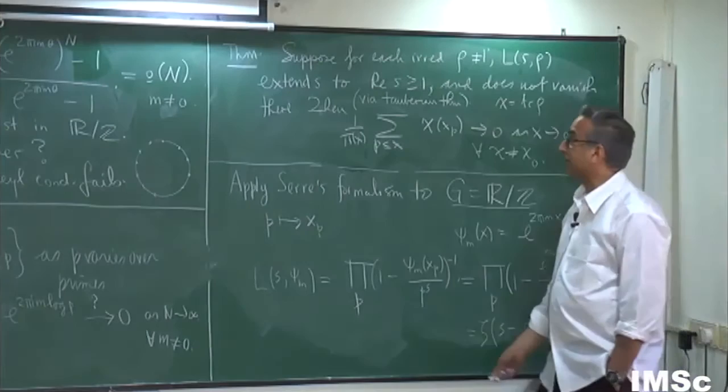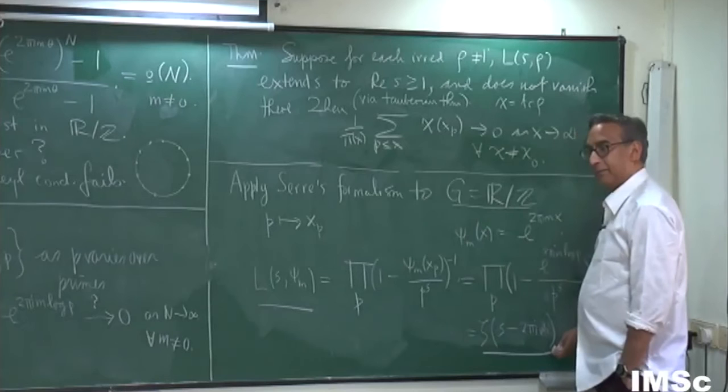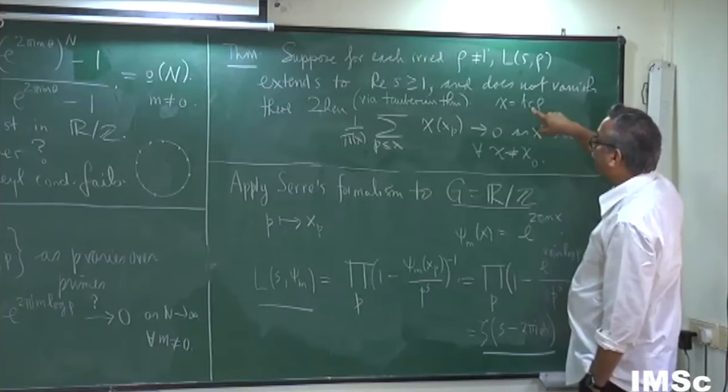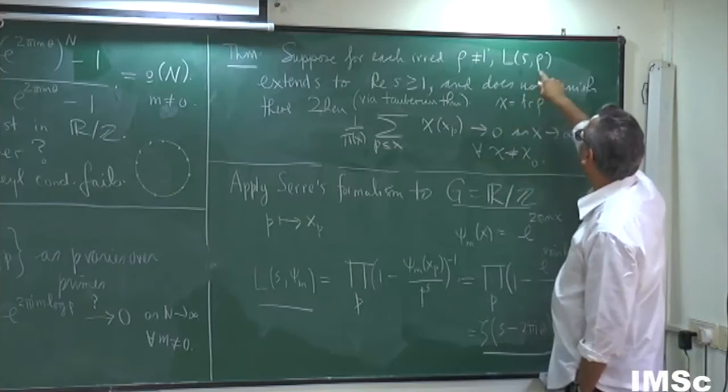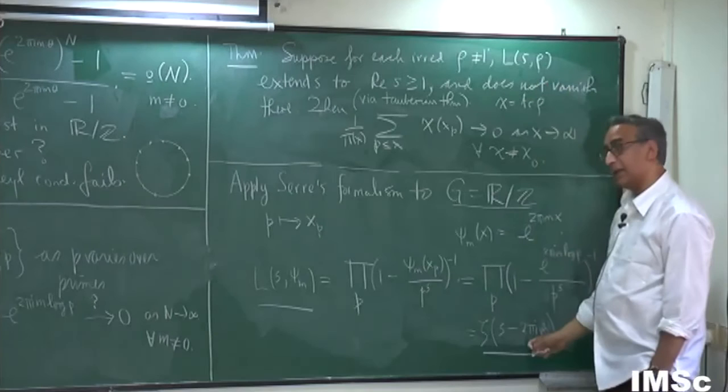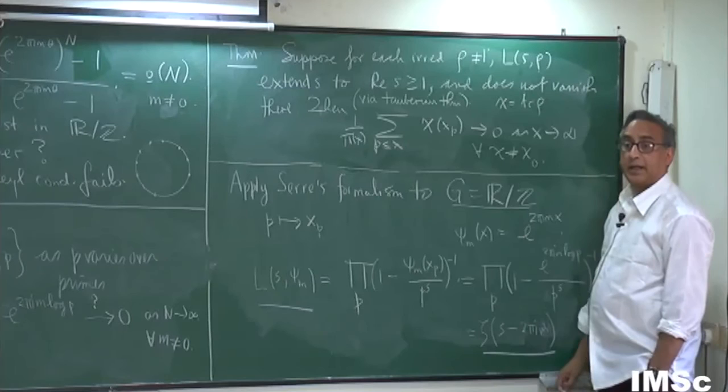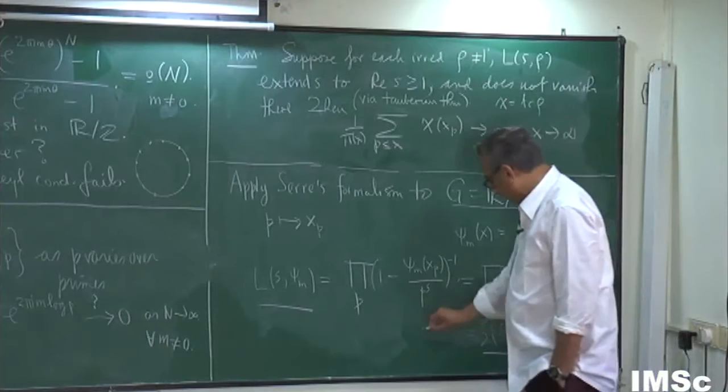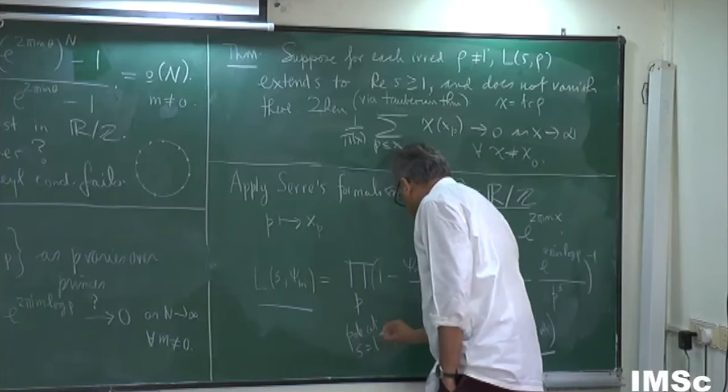So all the L-functions that Sarnak is asking you to analytically continue, well, you've continued them. They're all here. However, it should not vanish, and it should not have a pole, except for the trivial character. So this is not analytic. This has a pole at s equals 1 plus 2 pi i m, exactly.